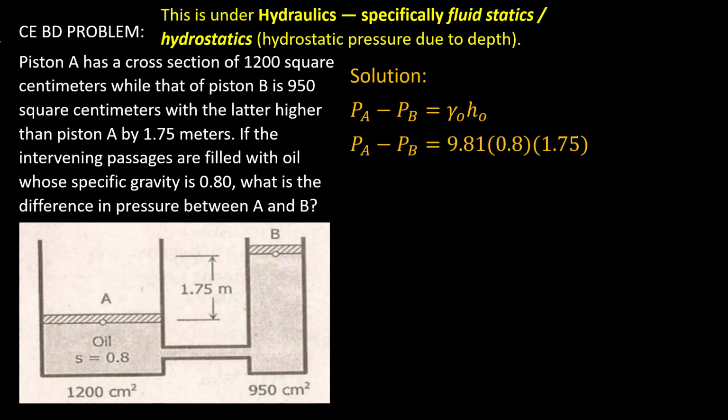Now we already have the difference in pressure between A and B. We have it as 9.81 times 0.8 times 1.75. And finally, our answer to this given CE board problem is simply equal to 13.734 kilopascal or 13,734 Pascal.